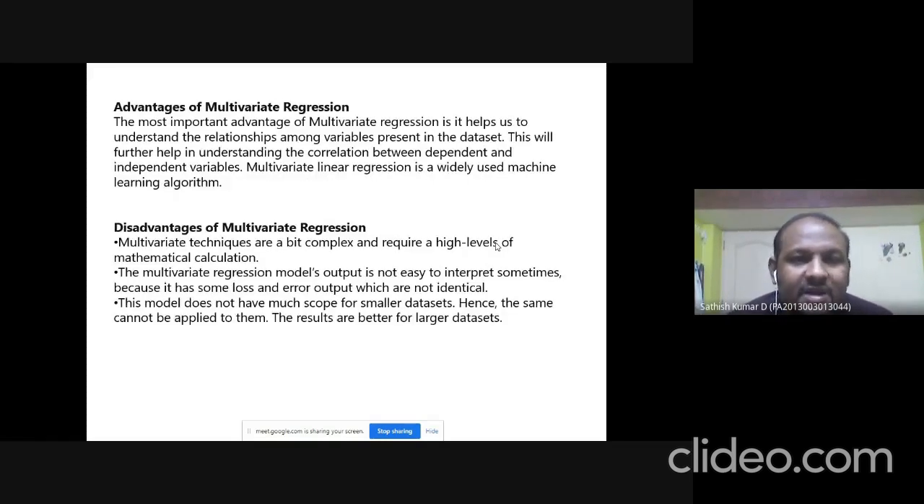Advantages of multivariate regression. The most important advantage of multivariate regression is that it helps us to understand the relationships among variables present in the data set. This will further help in understanding the correlations between dependent and independent variables. Some of the disadvantages of multivariate regression are that multivariate techniques are a bit complex and require a high level of mathematical calculations. The multivariate regression model output is not easy to interpret sometimes because it has some loss.